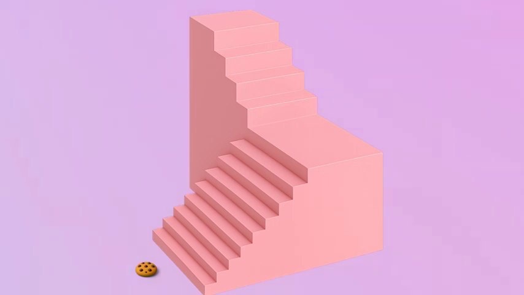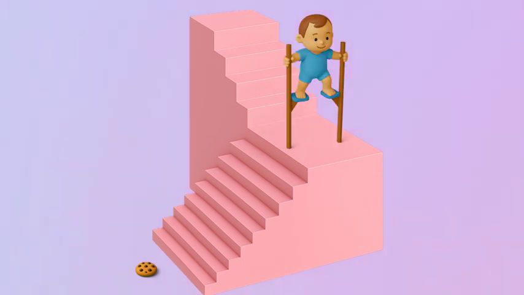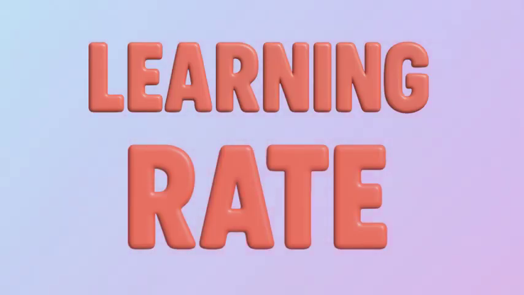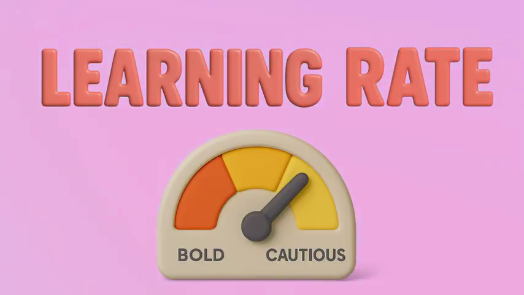But here's the tricky part. How big should each step be? If the steps are too small, it'll take forever to reach the bottom. If they're too big, the model might skip right over the valley and miss the best solution completely. This is controlled by something called the learning rate. It's a setting that tells the model how bold or cautious it should be with each move.